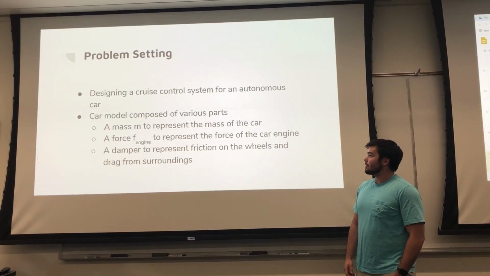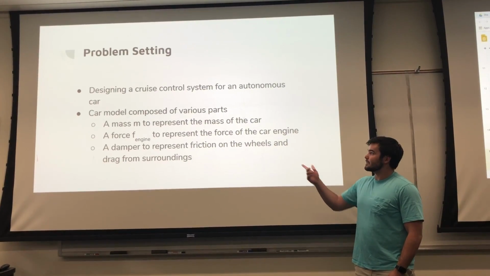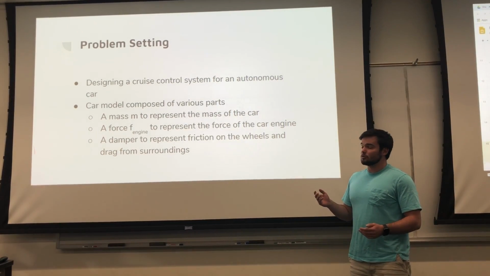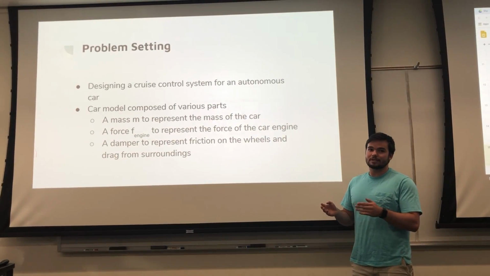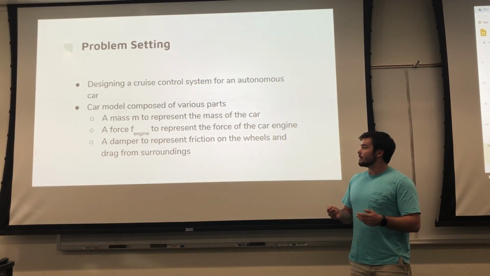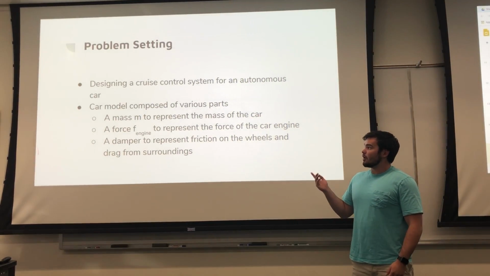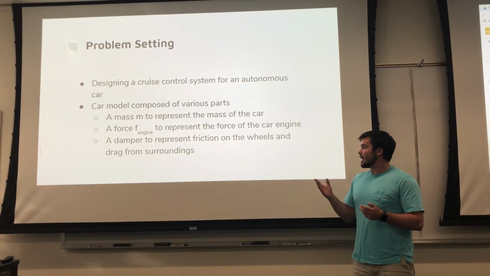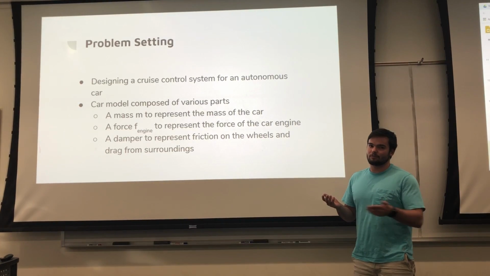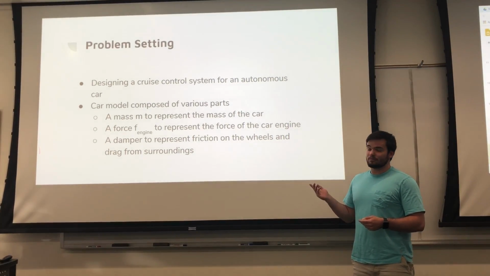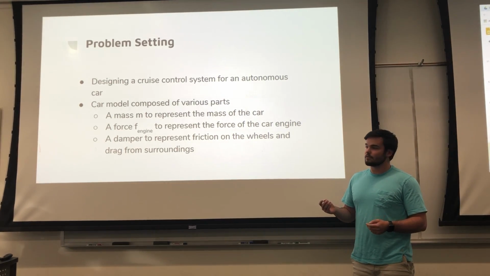So our problem that we're tackling right now is we're designing a cruise control system for an autonomous car. This cruise control will be able to speed up to a desired point and then hopefully maintain that point, not go too far over or under as well. For the model of our car, we have a mass to represent the mass of the car, a force F for the engine, that's going to be the applied force that the engine puts on the car, and then a damper represents the friction to the wheels and the air resistance and drag from the surroundings.